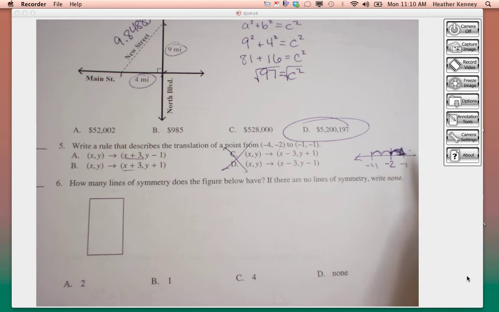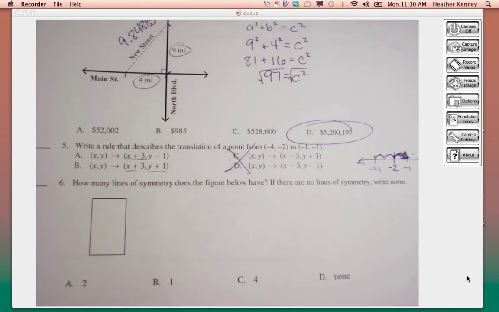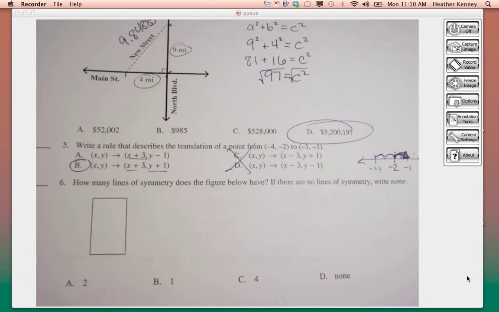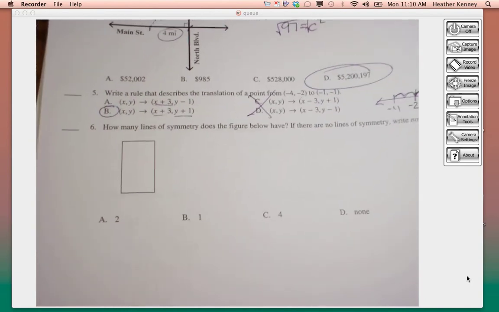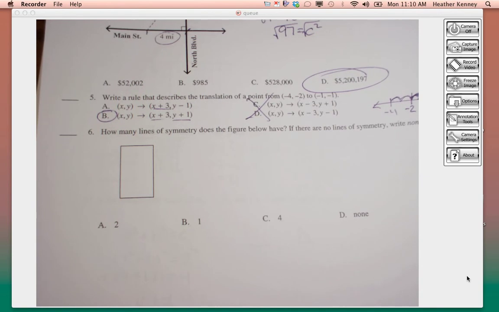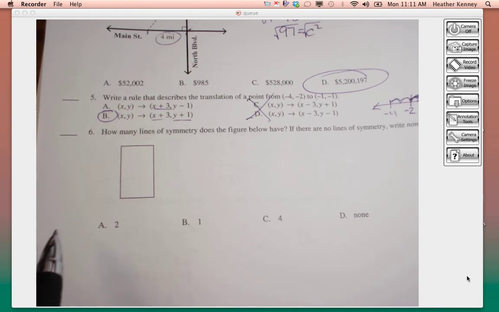So it's not going to be C or D. Those are wrong. Then we look at our y's to get from -2 to -1. Here's our -2 on the number line. So again, we're adding, and we're just adding 1. So it should have been y plus 1. So there's your answer.